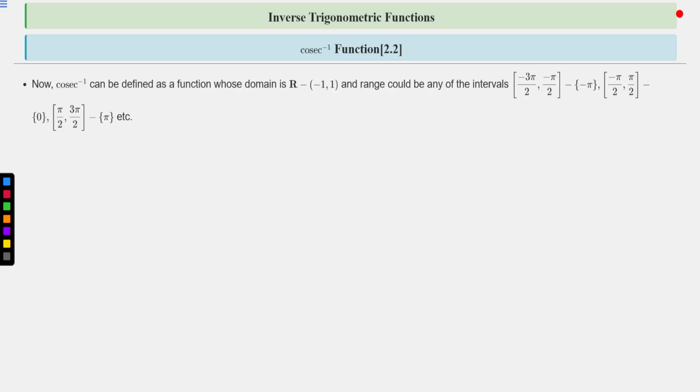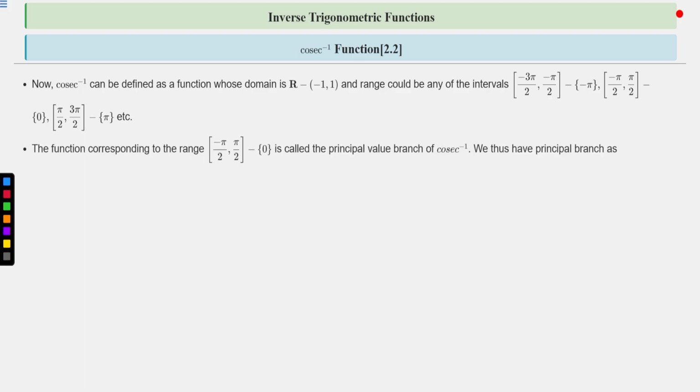Okay, let us move to cosec inverse. It can be defined as a function whose domain is all real values except minus 1 to 1 and range could be any of the following intervals: from minus 3 pi by 2 to minus pi by 2 except minus pi, minus pi by 2 to pi by 2 except 0, pi by 2 to 3 pi by 2 except pi. So you can restrict the domain in all these ways, but the function corresponding to the range minus pi by 2 to pi by 2 except 0 is called the principal value branch of cosec inverse. Clear?